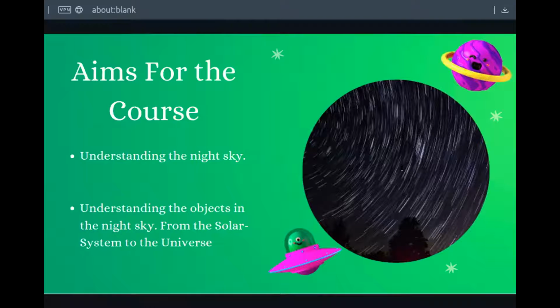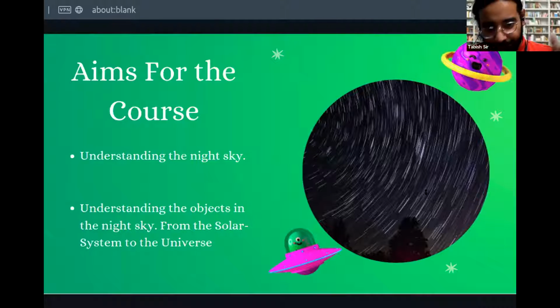That's something that we will look at through some examples that we observe, and we also might end up doing some experiments by the end of this course. So two things: understanding the night sky and understanding the objects in the night sky, from the solar system to the universe.